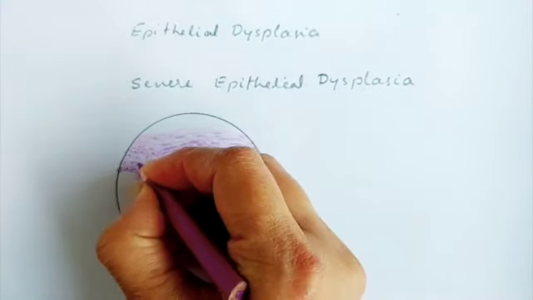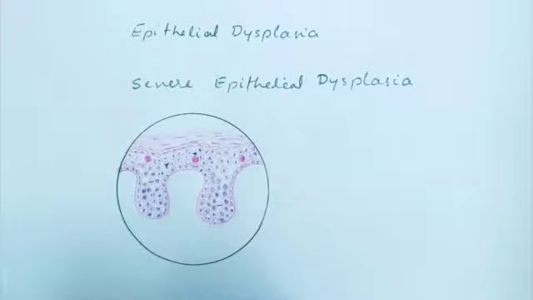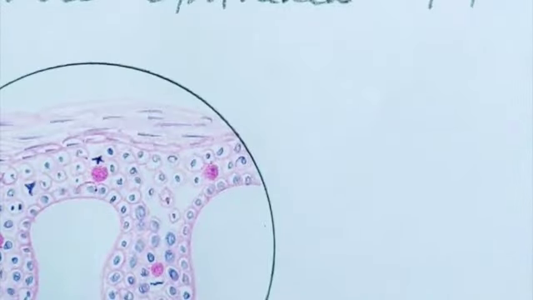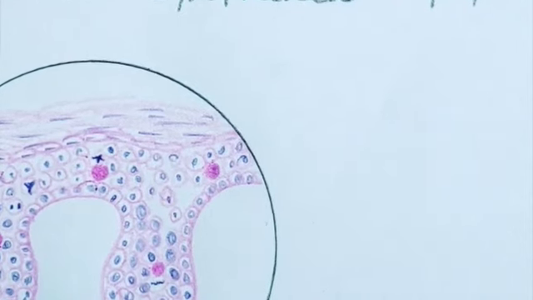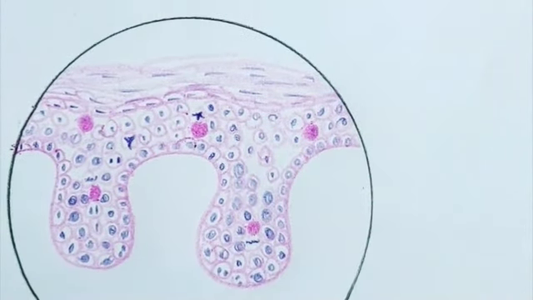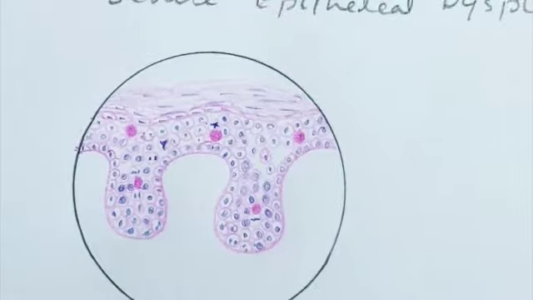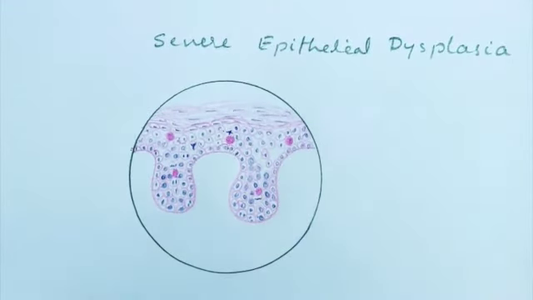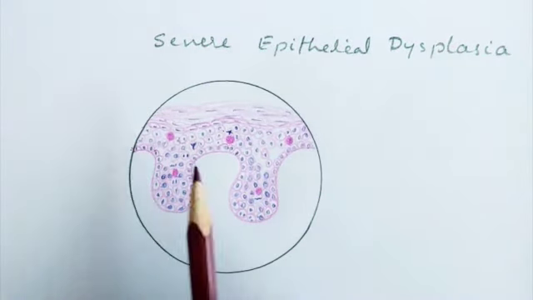And to show dyskeratosis, that is individual cell keratinization inside the epithelium, I'll use an eosin pencil and draw like this. You can see the loss of cellular cohesion area, dyskeratosis, mitotic figures, and all those features in this rough diagram of severe epithelial dysplasia.